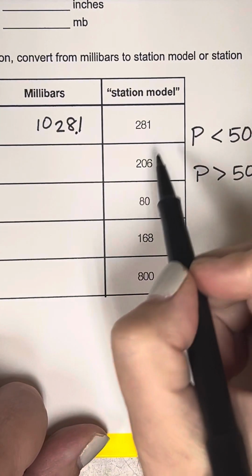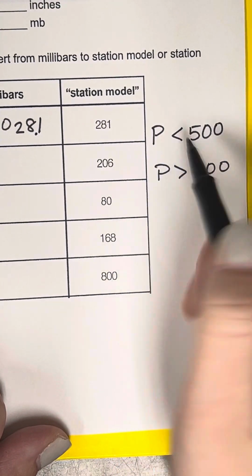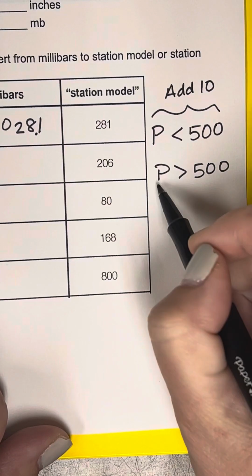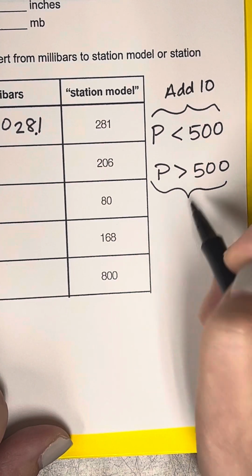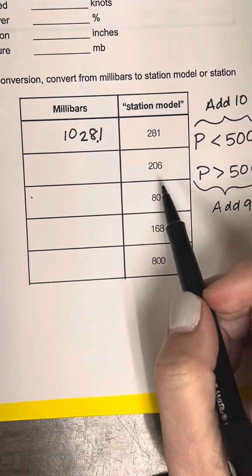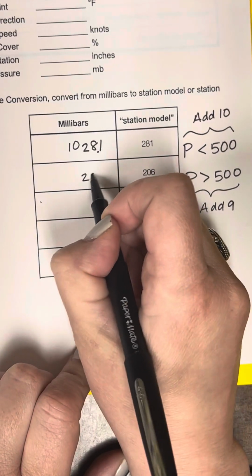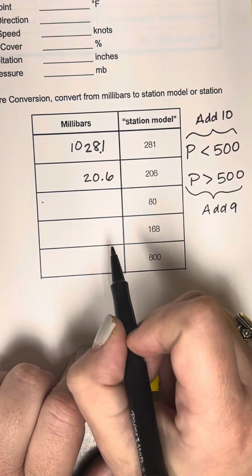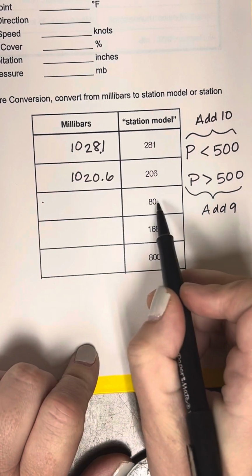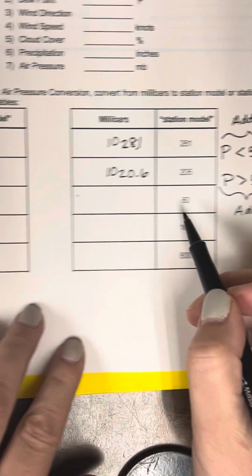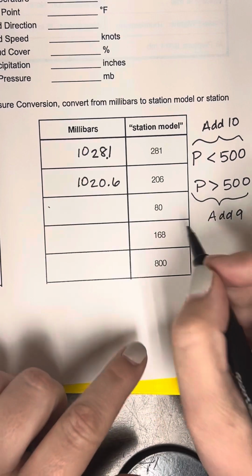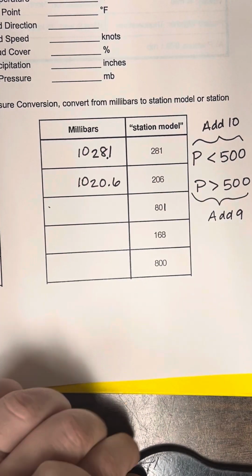For the next example, we have 206. That's less than 500, so add 10 in front. If the pressure is greater than 500, we add a 9 back to the front. So 206. I'm going to add my decimal in between those last 2 digits. It's less than 500, so I add a 10 to the front. Now, this is a goof on this worksheet. They wouldn't give you 80. That's why I said it's important not to drop that 0. You should always have 3 place values here. So we'll just add a 1 to the end there and call that 801.